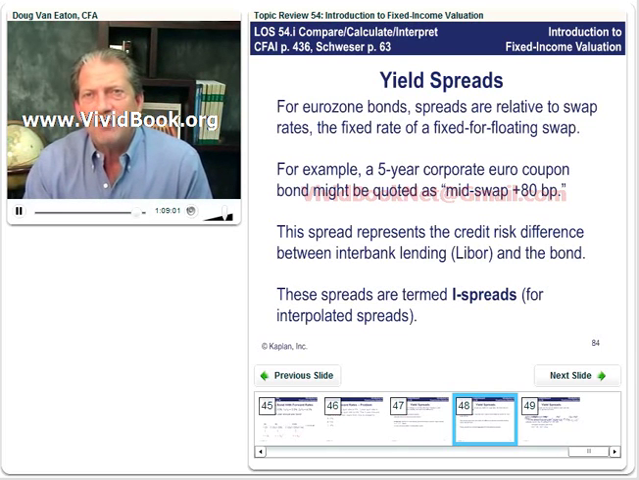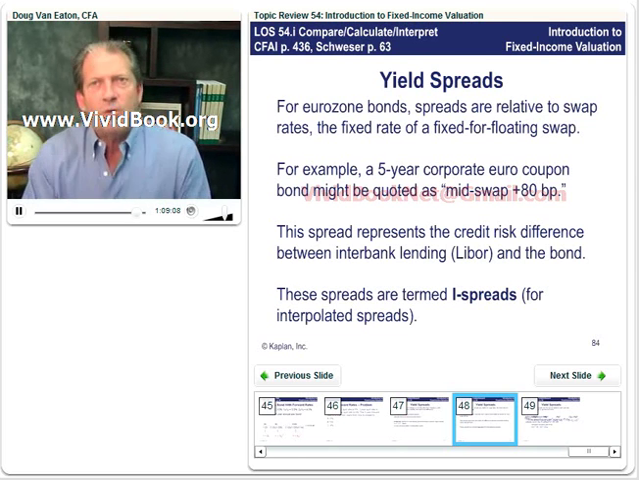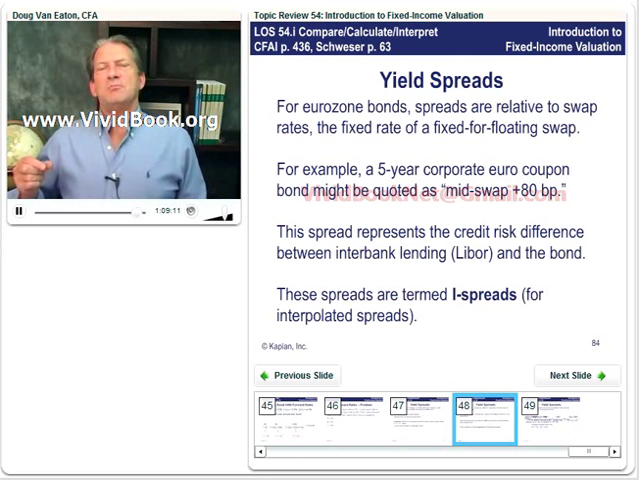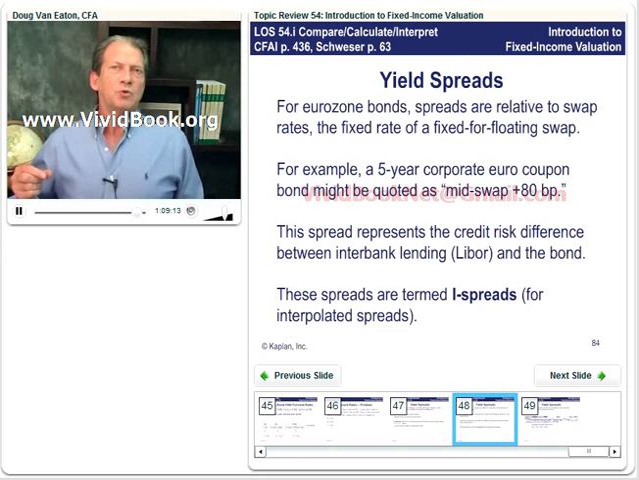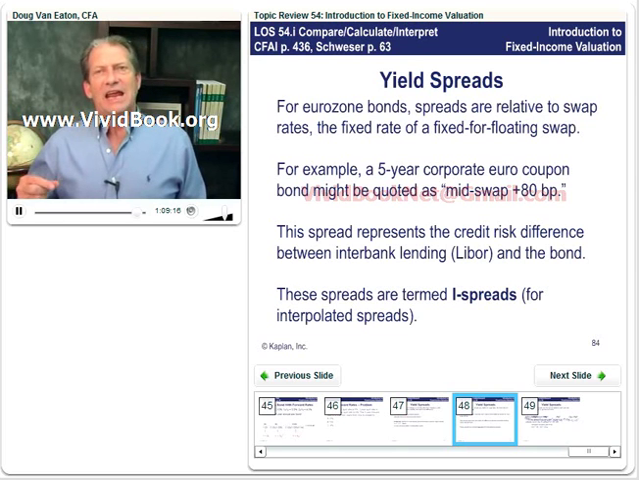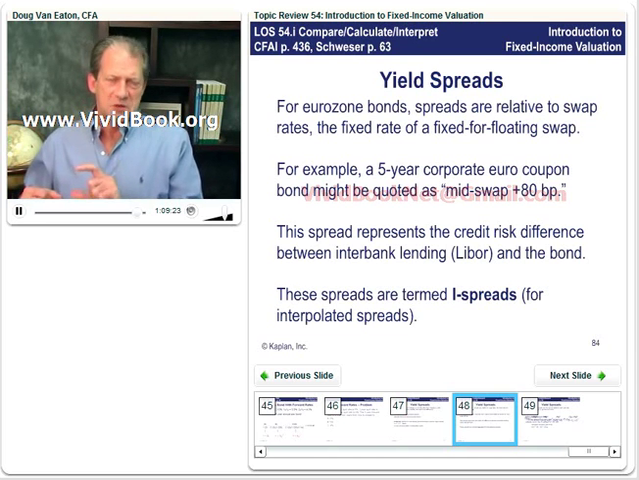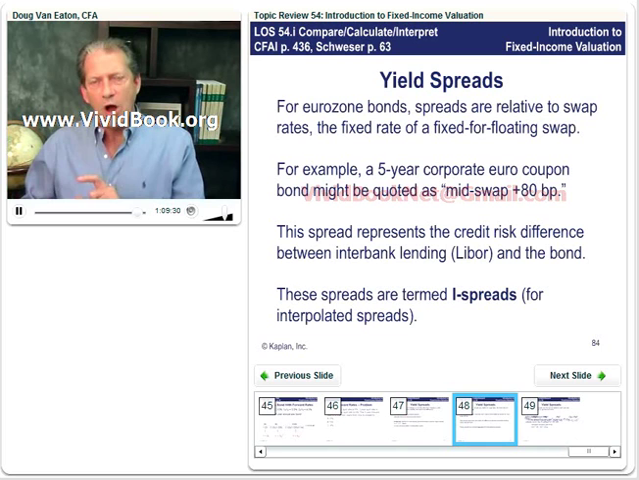For example, a 5-year corporate euro coupon bond might be quoted as mid-swap plus 80 basis points. Well, mid-swap is halfway between the bid and ask yield for the swap. And the 80 basis points, that's the spread. So that spread represents the credit risk difference and maybe liquidity difference between the interbank lending rate, which the swap rate, fixed swap rate is derived from, and the bond.